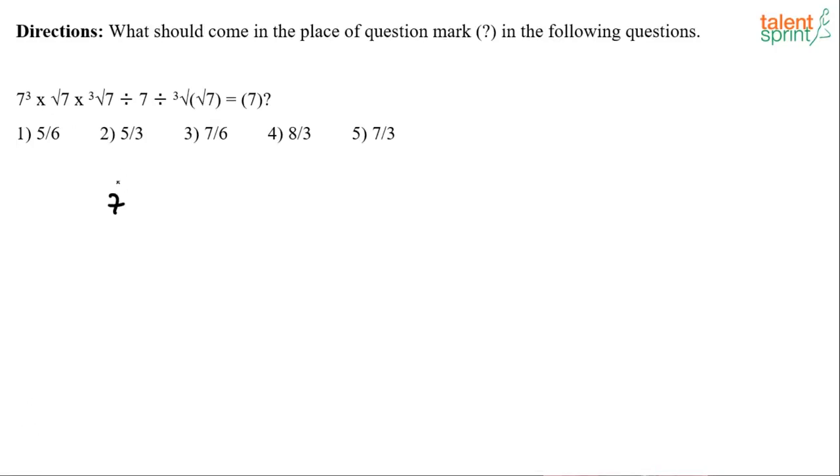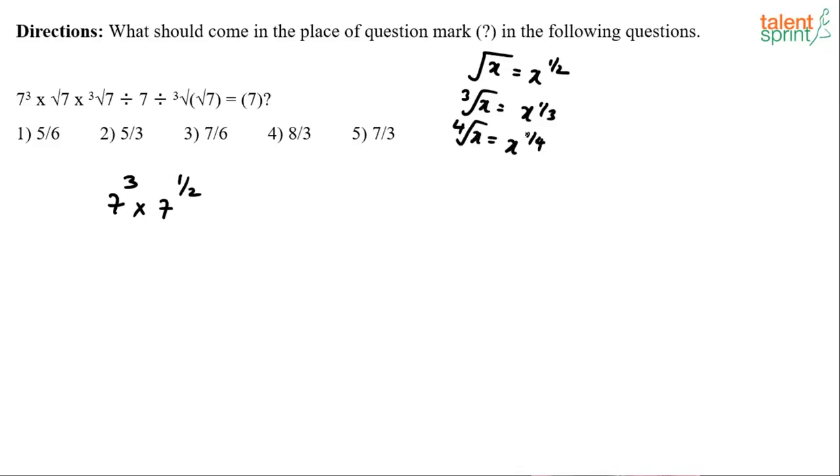You see, 7 power 3 into square root of 7 is 7 power 1 by 2. This you should know, right? Square root of x is equal to x power 1 by 2. Cube root of x equals x power 1 by 3. Fourth root of x equals x power 1 by 4. That clarity you must have, right? So this is 7 power 3, this is 7 power 1 by 2, this is cube root of 7, which means 7 power 1 by 3 into 7 power 1 by 3.